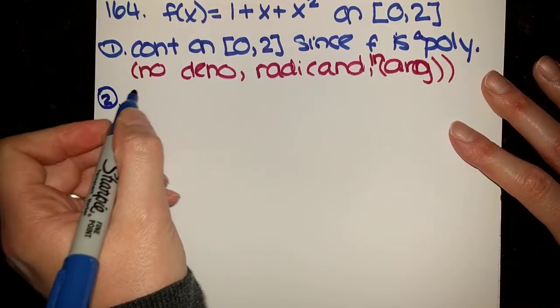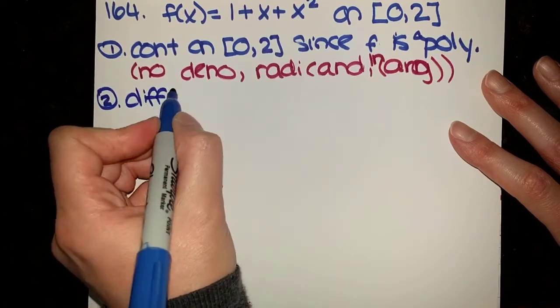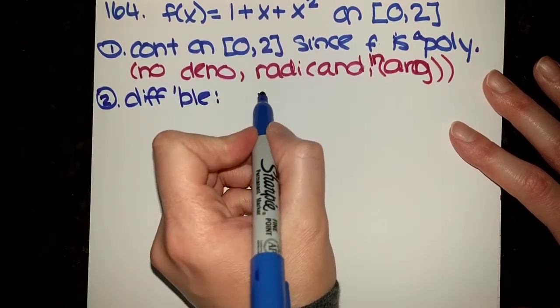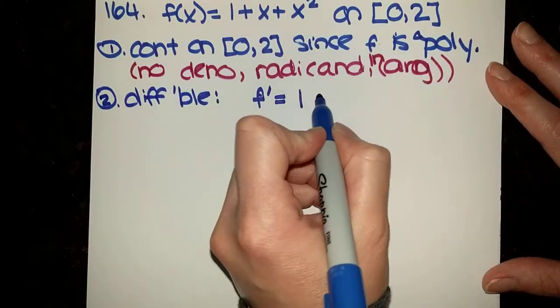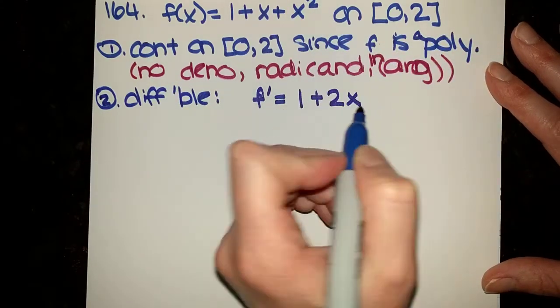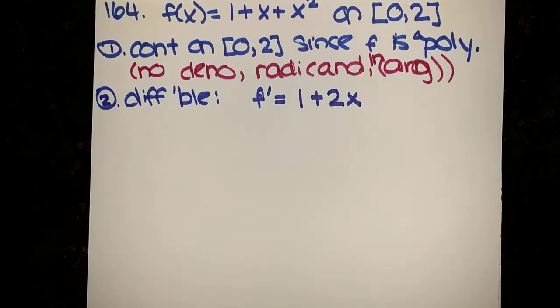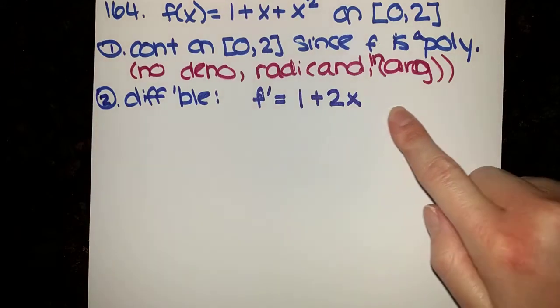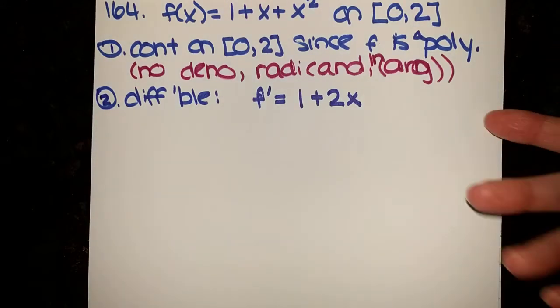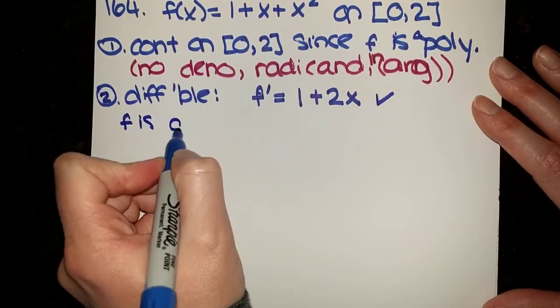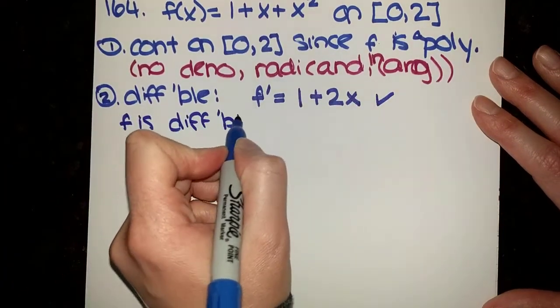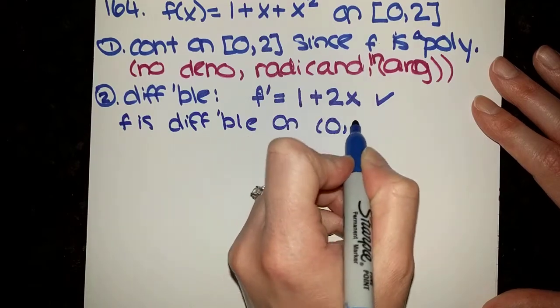All right, so the second part is we ask about differentiability. For differentiability, you want to take the derivative, and here when I take the derivative, I would get 1 plus 2x. And again, as we discussed in class, it's really a question of, do you have a denominator, a radicand, or a natural log? In this case, it is perfectly well defined for all real numbers. You have a polynomial, and so you would say that f is differentiable on the open interval 0 to 2.